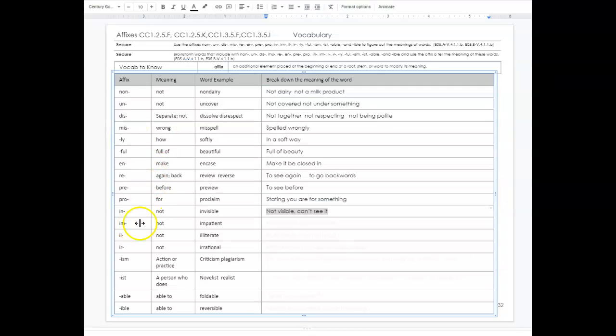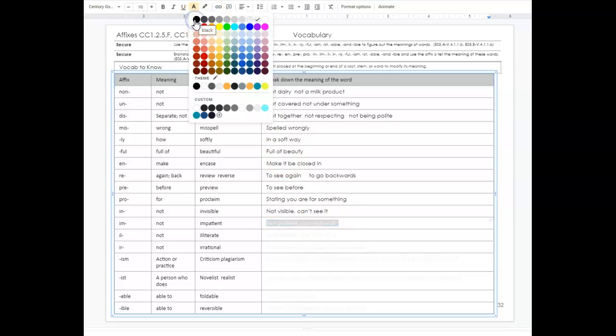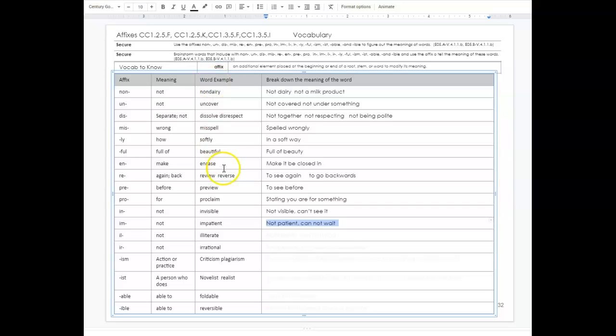And then we have im, meaning not, with impatient. I was trying not to be impatient while my clicking and dragging was not working. So not patient, cannot wait would be what that would mean.